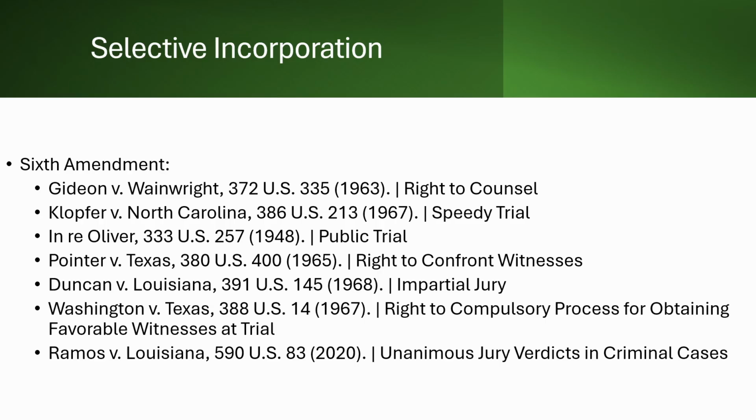Duncan v. Louisiana, 391 U.S. 145, 1968, for an impartial jury. Washington v. Texas, 388 U.S. 14, 1967, for the right to compulsory process for obtaining favorable witnesses at trial. And Ramos v. Louisiana, 590 U.S. 83, 2020, unanimous jury verdicts in criminal cases.